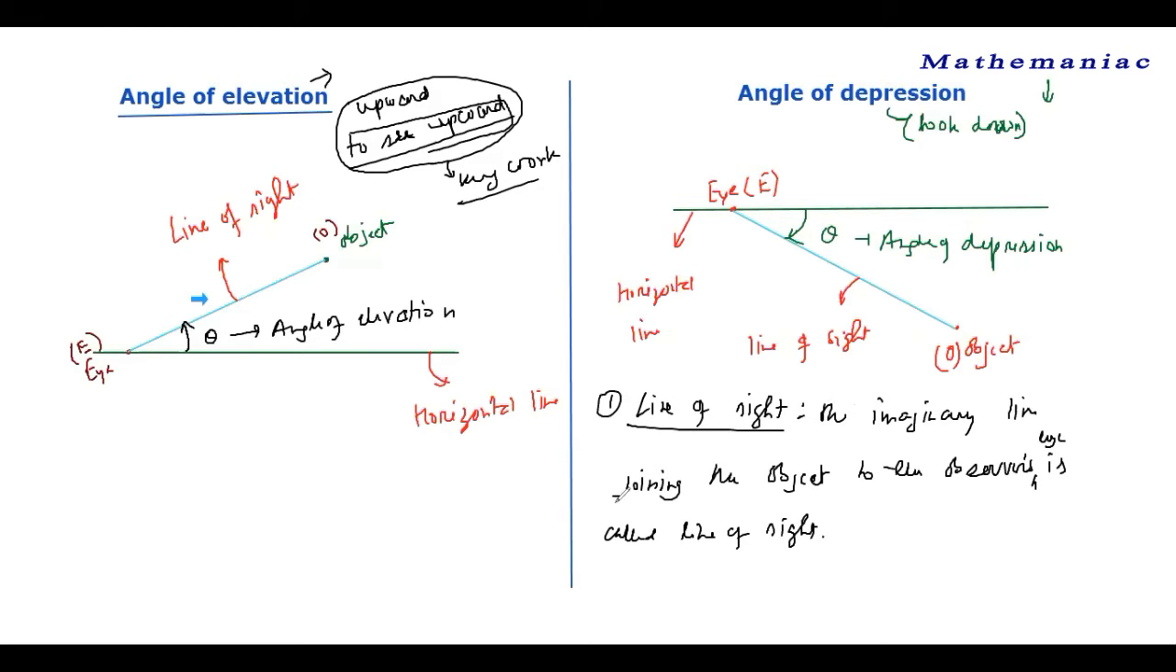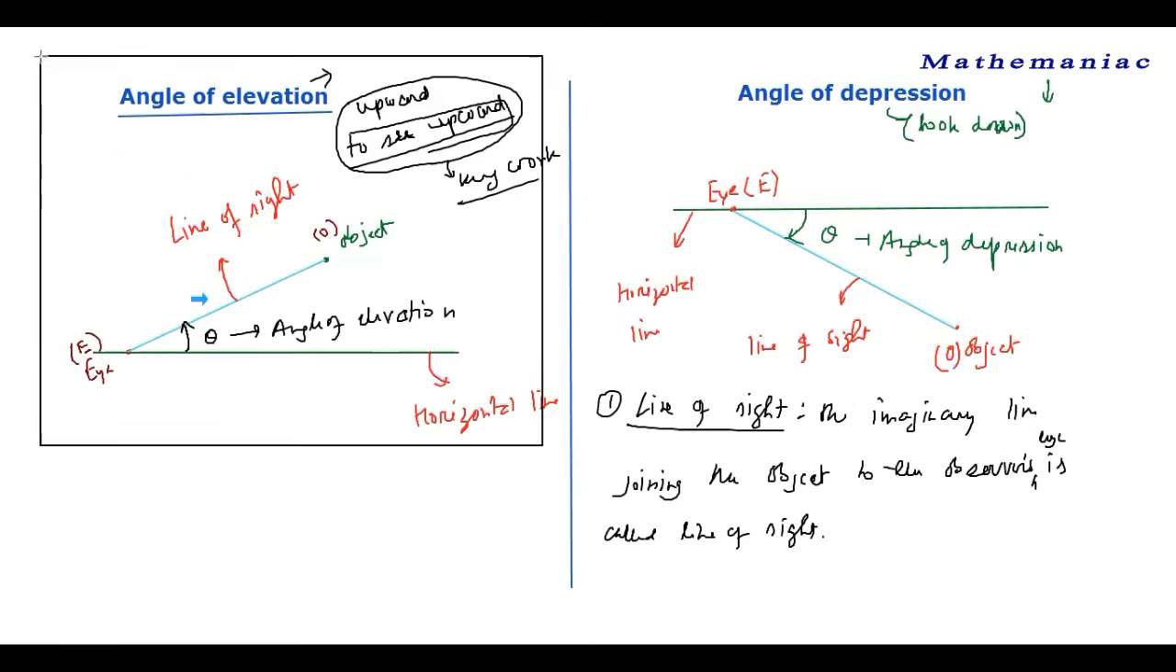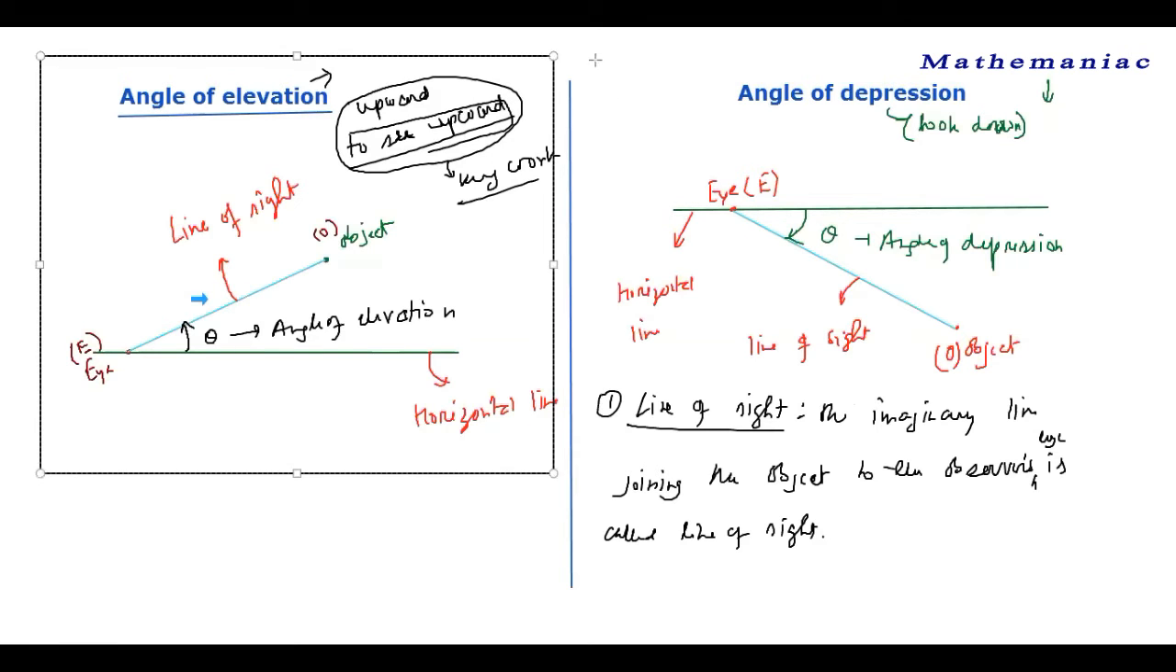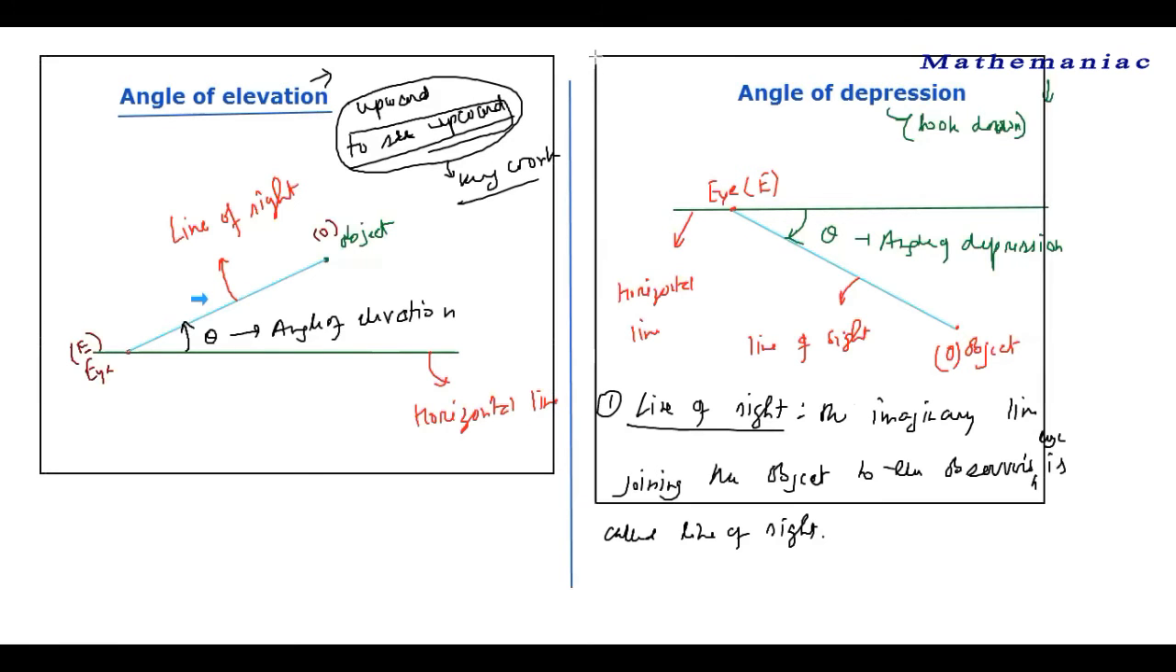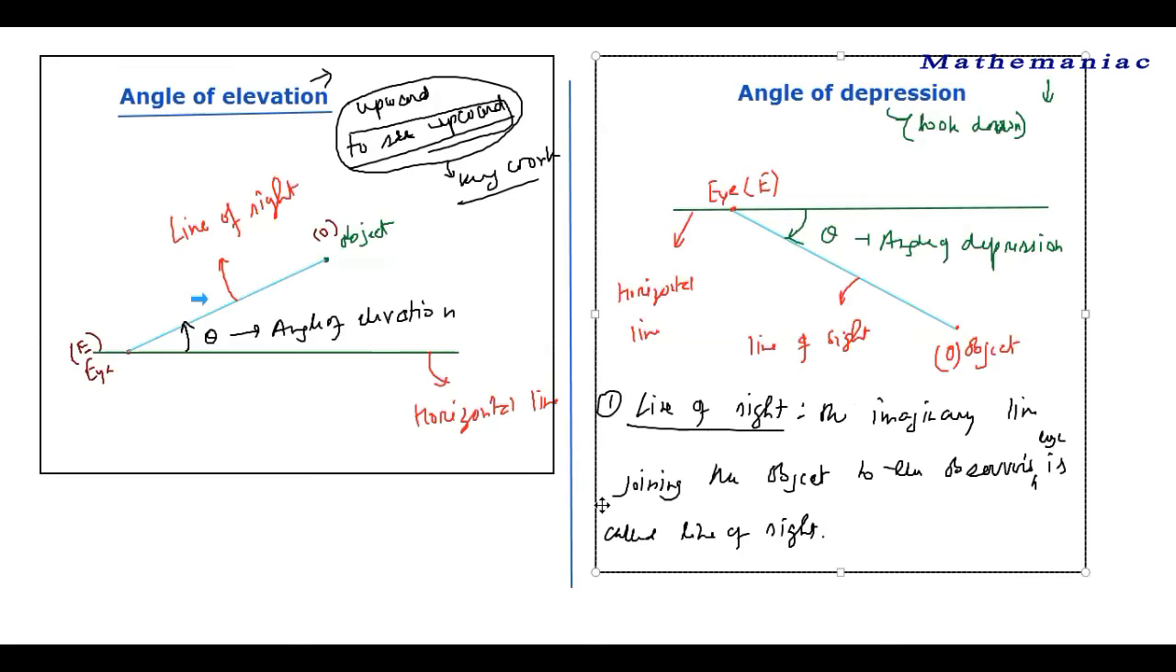Right. So these are the two important concepts you have to always remember: one is the angle of elevation, and another is the angle of depression. These two you have to always remember in order to tackle problems related to height and distance. Now I'll be discussing two, three situations, then I'll be taking up problems.